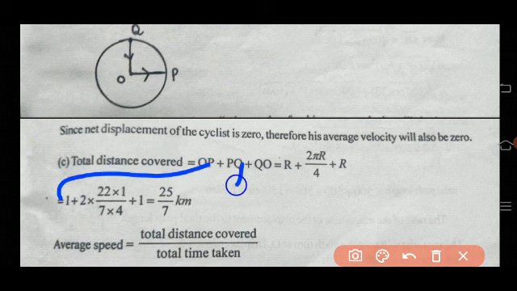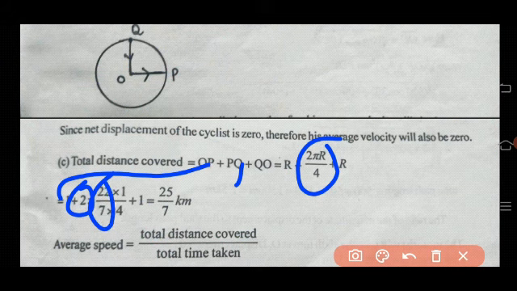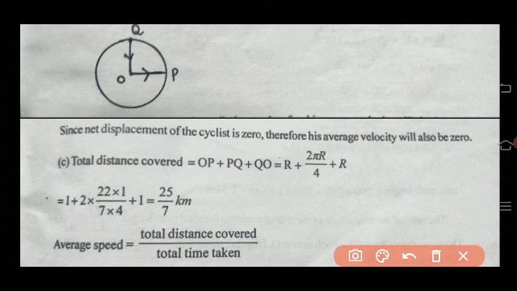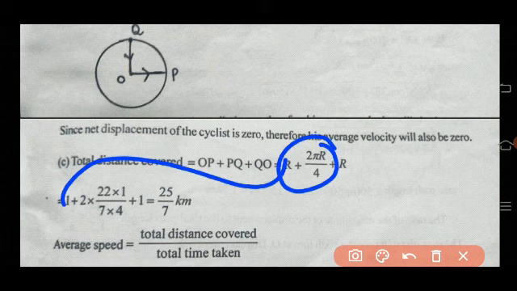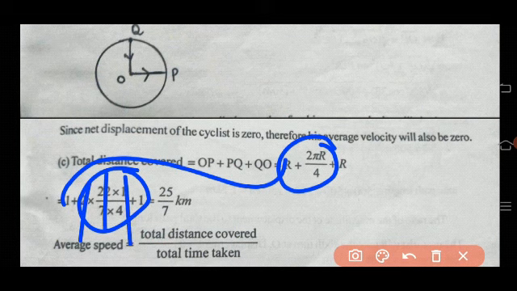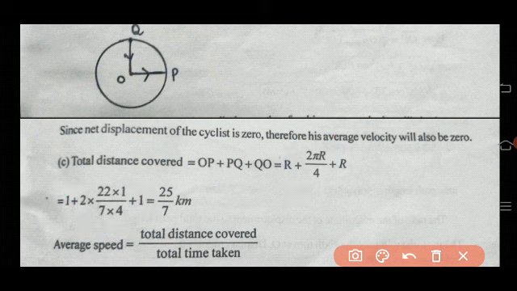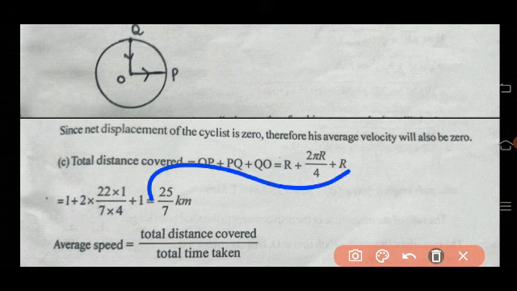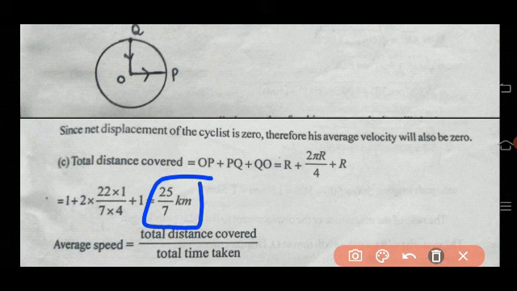Then what is 2 pi r by 4? So write 2 as it is, pi value is 22 by 7, r is 1, then 4. Clear. Then plus the radius, that is once again 1. If you solve this, you will get 25 by 7 kilometer.